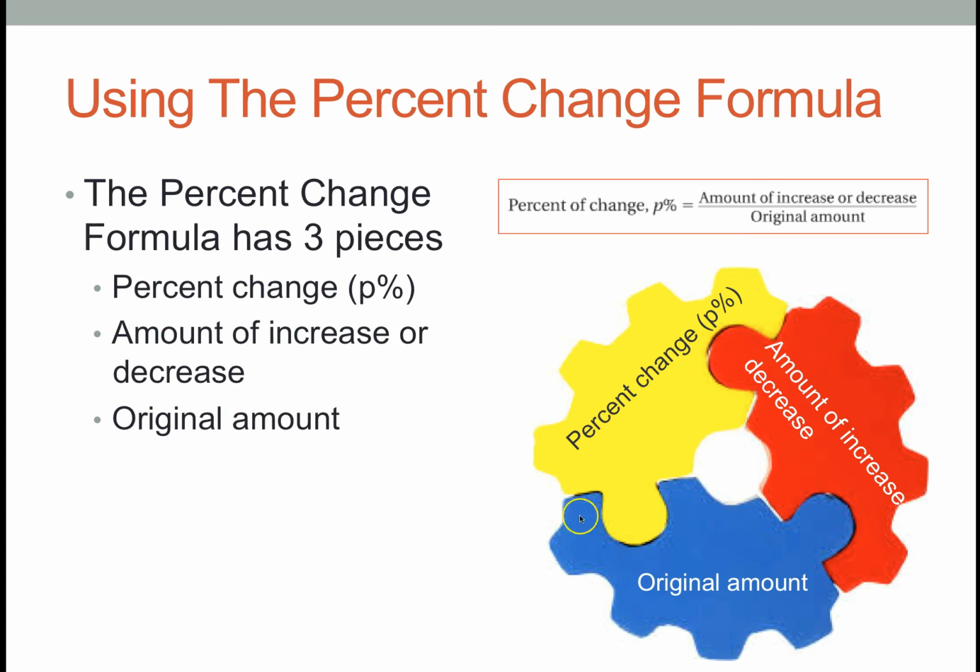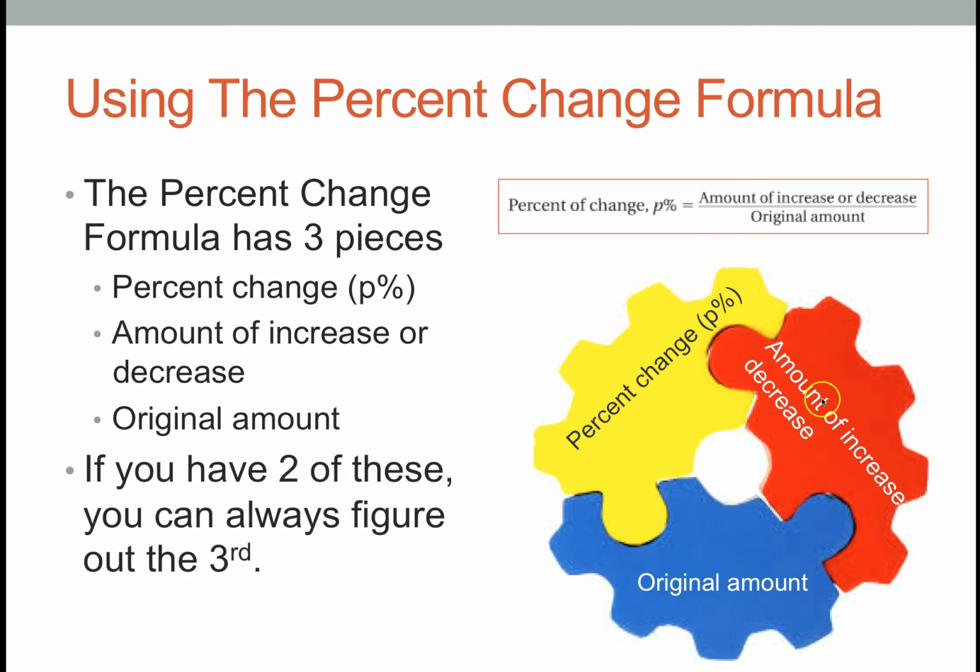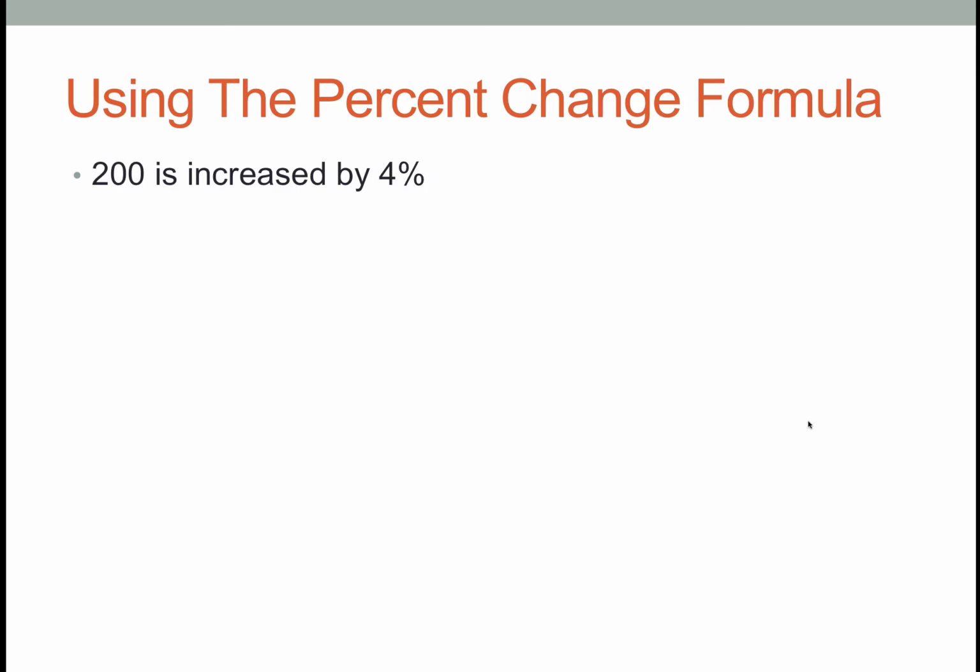And I have them in this three-way puzzle piece. And the cool thing is, if you had any two of these puzzle pieces, you could then figure out the third. So if I had percent change and amount of increase or decrease, I could figure out the original amount. If I had the amount of increase or decrease and the original amount, I could figure out percent change. And if I had the original amount and percent change, I could figure out the amount of increase or decrease. And that's what we're going to work on today, where we're given two of them and we need to figure out the third. So let's start using this.